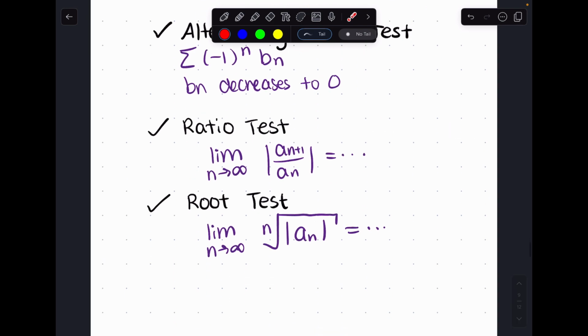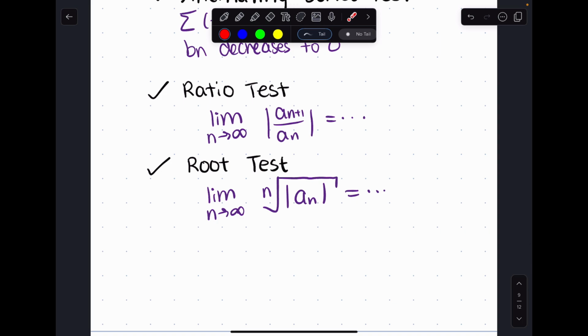We have a ratio test, which tells us to look at the absolute value of the ratio of consecutive terms. If the limit as n goes to infinity of the absolute value of these consecutive terms goes to a number less than 1, we have that it converges. If it's greater than 1, we have that it diverges. If it's equal to 1, this is our inconclusive case, and you have to pick a different test.